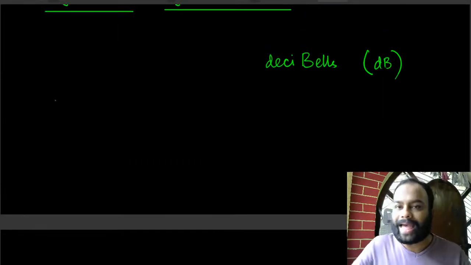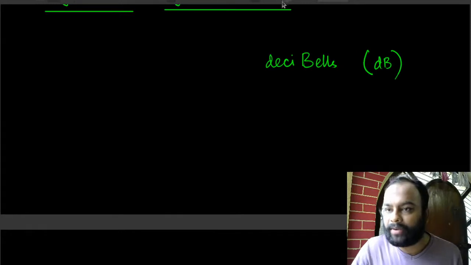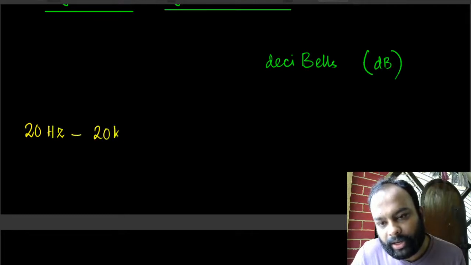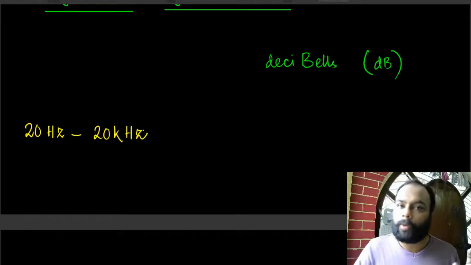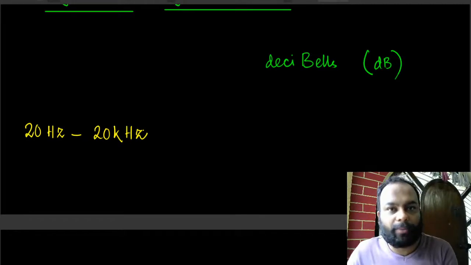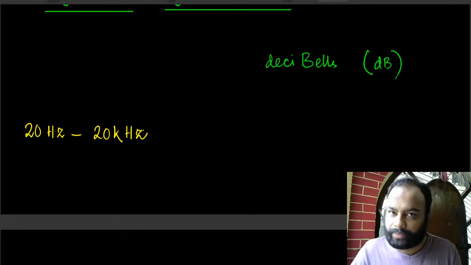Now let's go back to our ears. Maybe when you were children, you learned that our ears have an effective frequency range that we can hear from 20 hertz to 20 kilohertz, right? You probably heard that we can hear effectively from 20 hertz up to 20 kilohertz.